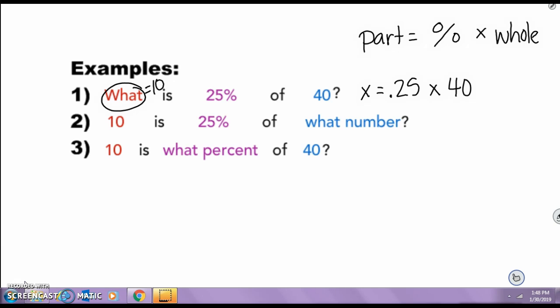So as we can see with 2 and 3, all of these numbers are represented with the same type of problem. In number 1, we were trying to find our is, or our part. Number 2, we're trying to find our whole, or the total. And in number 3, we're trying to find the percent. The first thing that you need to do with all problems involving percent is determine what it is you're looking for. The part, the whole, or the percent.